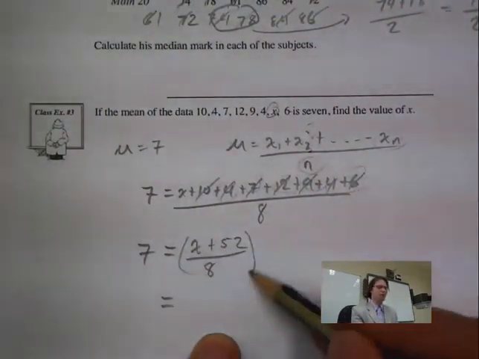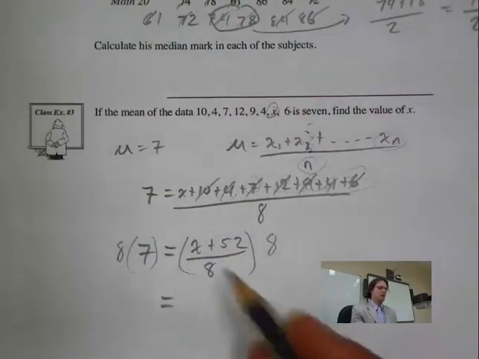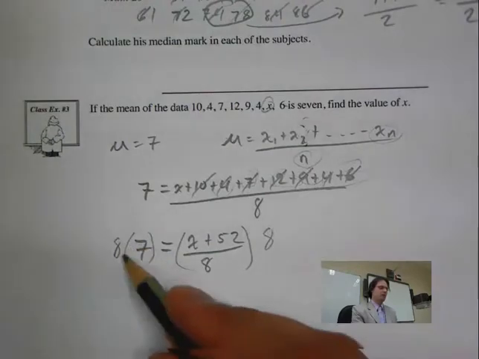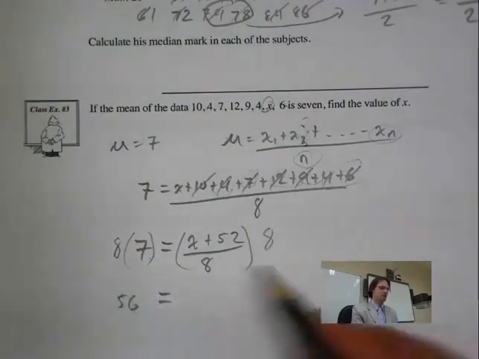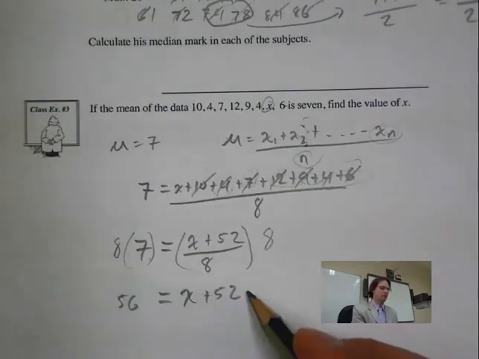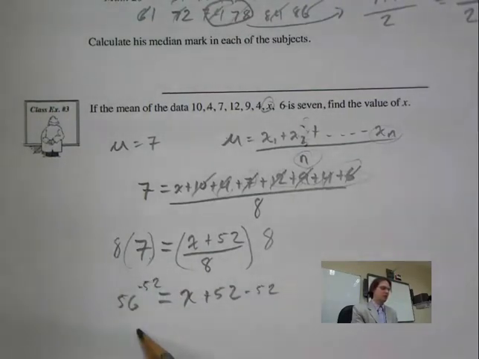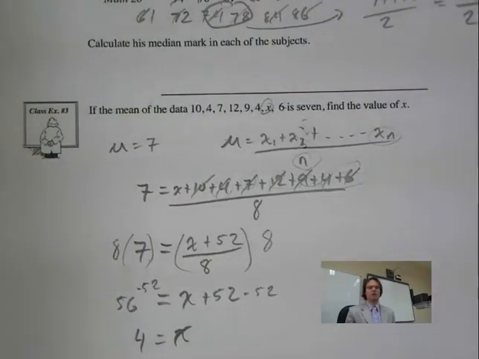First thing we're going to do is multiply both sides by 8. And we're going to be left with 8 times 7 is 56 is equal to x plus 52. We're solving for x, so subtract 52 from both sides now, I'm going to get 4 is equal to x. So we found our missing value is 4.